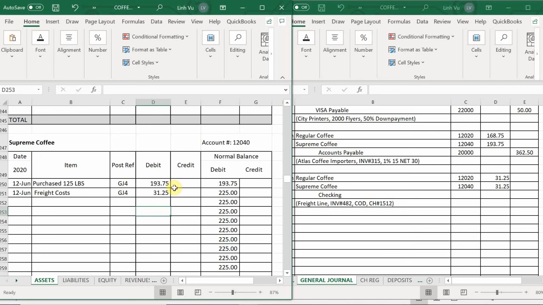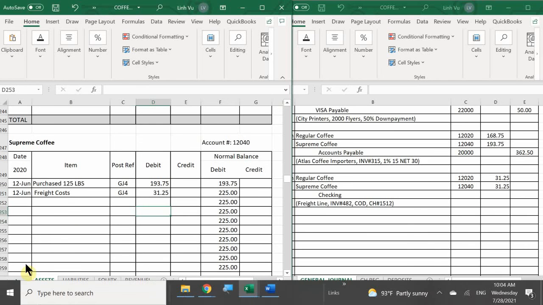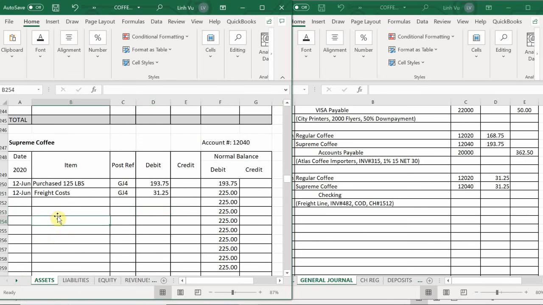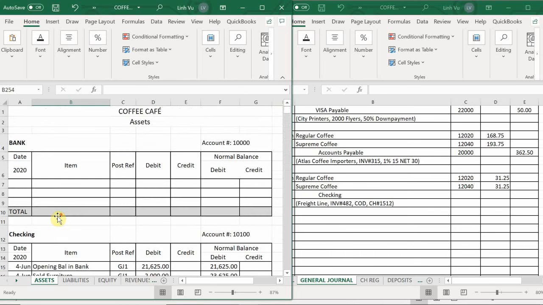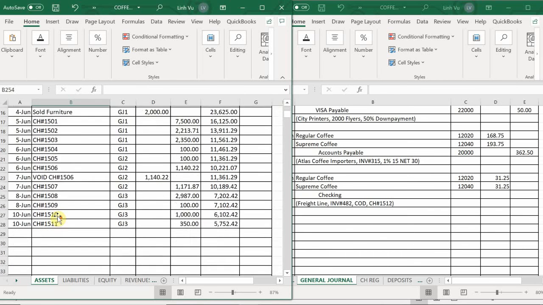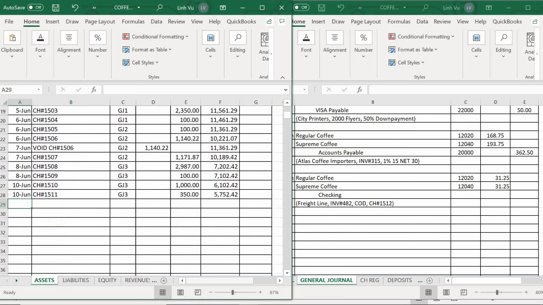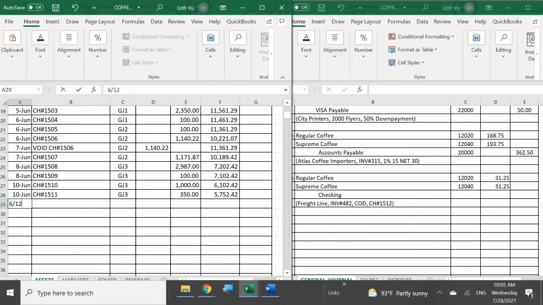Okay. And because we made a payment using our checking, I'm going to scroll all the way up to the top to my checking account. And I'm going to fill this in right here saying that I wrote a check. So there you go, check number 1512.